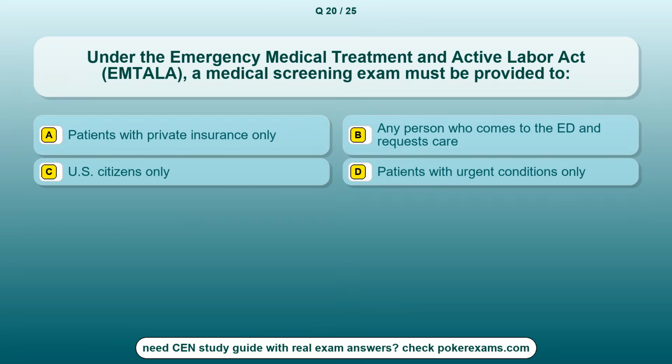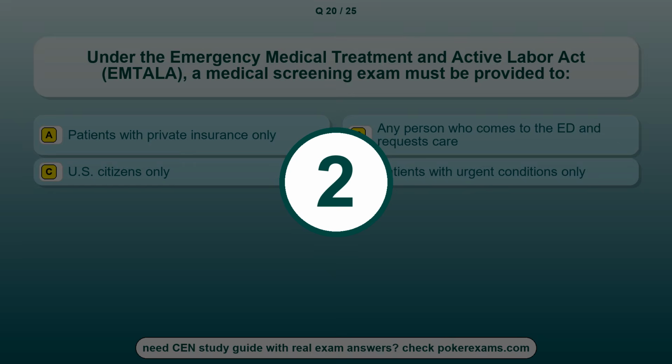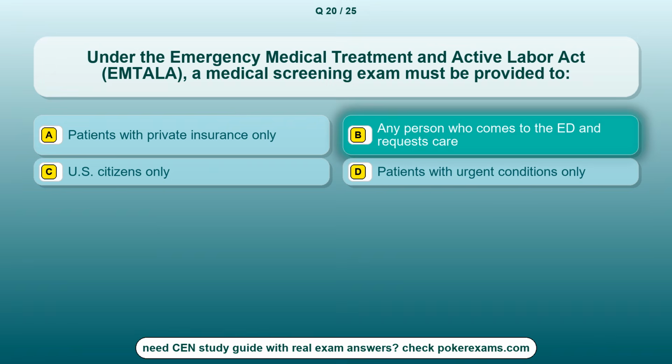Question 20. Under the Emergency Medical Treatment and Active Labor Act, EMTALA, a medical screening exam must be provided to. Option A, patients with private insurance only. Option B, any person who comes to the ED and requests care. Option C, U.S. citizens only. Option D, patients with urgent conditions only. The correct answer is option B, any person who comes to the ED and requests care.